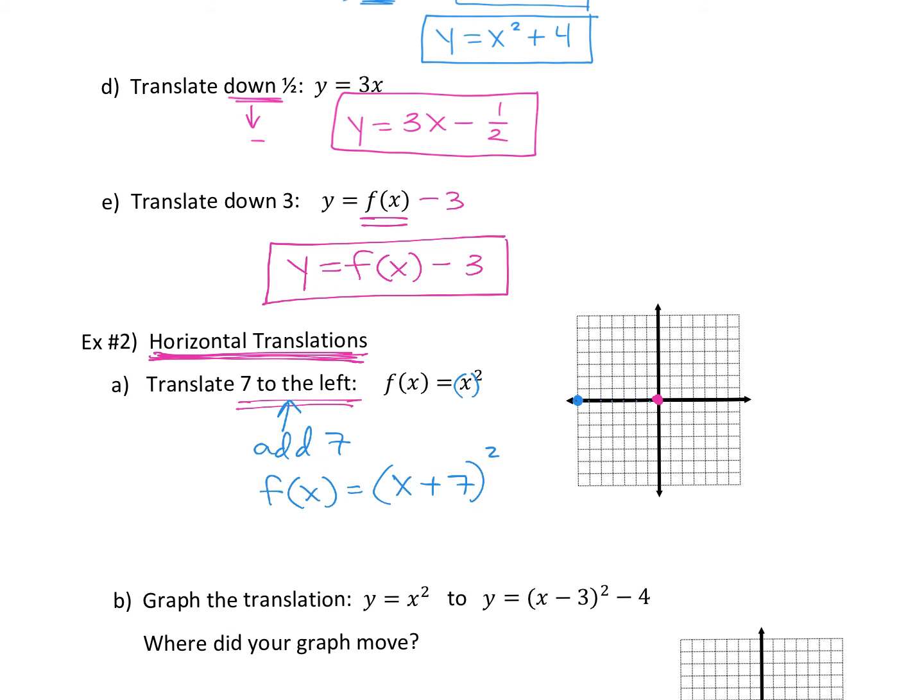So what started as, what shape is this, by the way? It's a parabola. Okay, so what started as this parabola is going to shift 7 to the left and become this parabola. Ooh, not my best work. Okay, but the function would look like this.